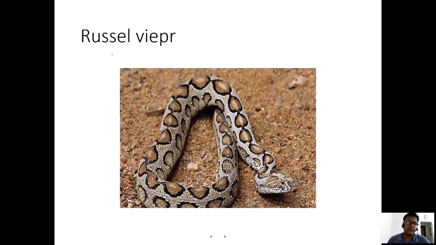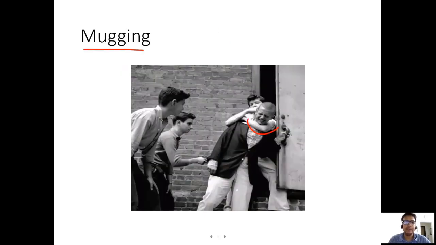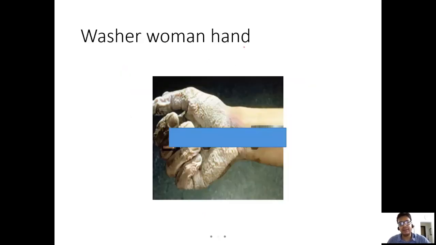Russell viper, very common. You can see this is a triangular-shaped viper. Fingerprint, I already told you. Washerwoman hand. Now tell me anyone.